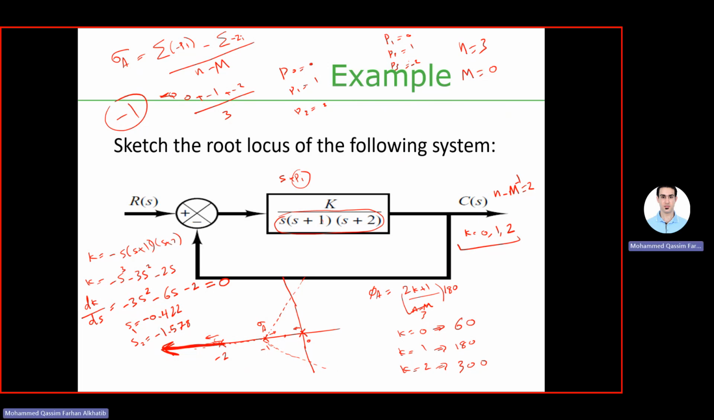All right, so let's look at the location of the point. I say that it's somewhere here, between the 0 and negative 1. Now let's look at these values. Which one satisfies that condition? The negative 0.4, so I'll exclude this. So this is my negative 0.422.